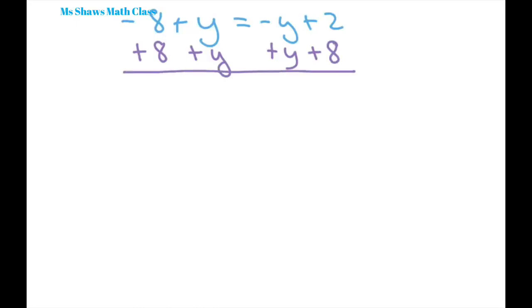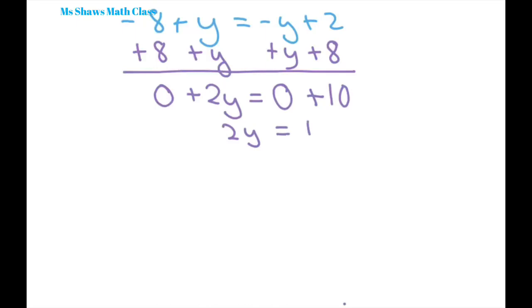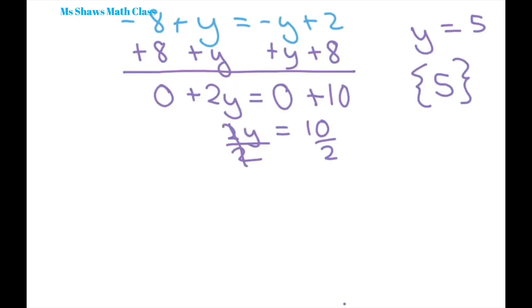Now let's take care of this. Negative 8 plus 8 is 0. We have a y plus another y. That's a total of 2 y's. Negative y plus a y is 0, and 2 plus 8 is 10. Now, using your zero property of arithmetic, you're going to get 2y equals 10. Use your division property of equality, and you're going to get y equals 5. And your solution set would be written as 5. Sorry, my 5s look like S's.